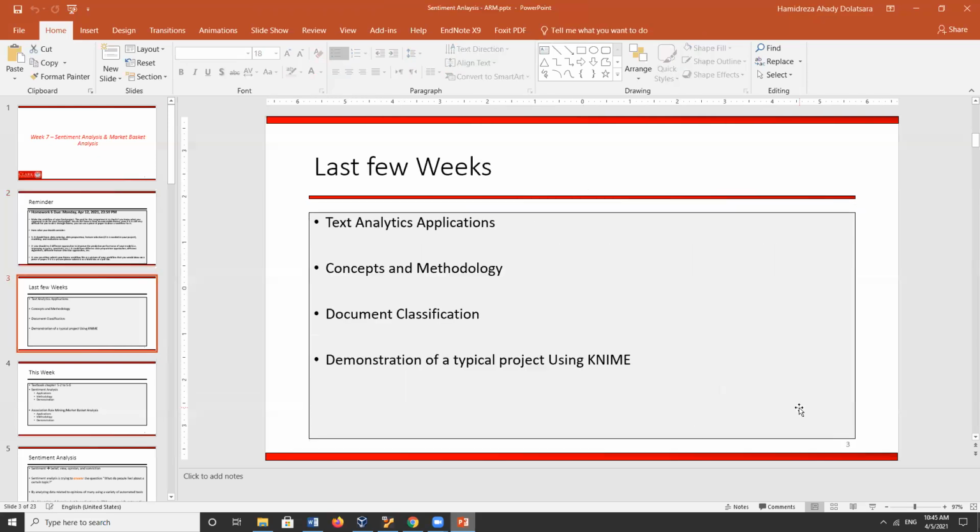So last week, we started to talk about text analytics applications. You might remember we looked at sentiments, whether it's a positive or negative sentiment. We talked about document classification. And we also had a look at a typical project using KNIME. I showed you a basic KNIME workflow for your final project, which you have to extend a lot. For example, trying 2 different ways to improve predictive performance of your final project.